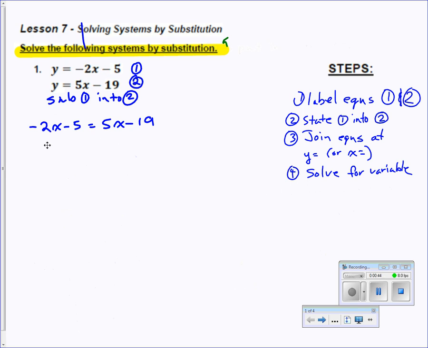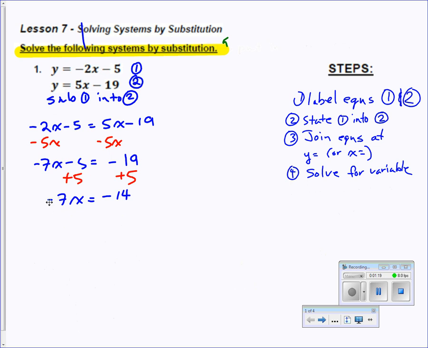In order to do that, I'm going to choose to have all my x's on one side, the left side. So on my right side I have 5x. I'm going to subtract my 5x from both sides. Now that simplifies to 7x minus 5 equals negative 19. Now I'm going to move my minus 5 over to the other side. So I'm going to add plus 5 to both sides, and then we're left with this equation. Negative 7x is equal to negative 14.